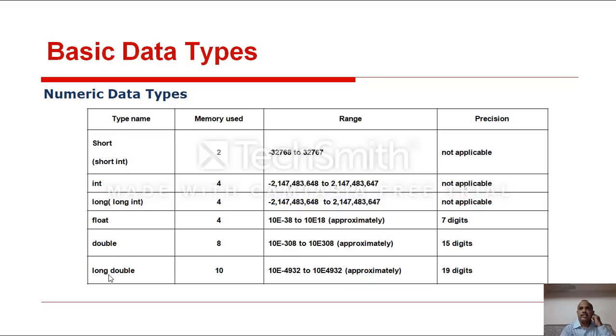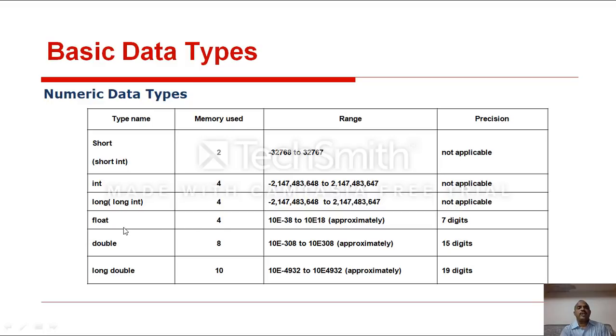The sizes and the ranges of these data types are as follows. Short int: how many bytes of memory? 2 bytes. The range is -32,768 to 32,767. Precision point not applicable. Next, the integer data type occupies 4 bytes of memory. This is the range. Precision point not applicable. Next, long integer also occupies 4 bytes. This is the range. Precision point not applicable.